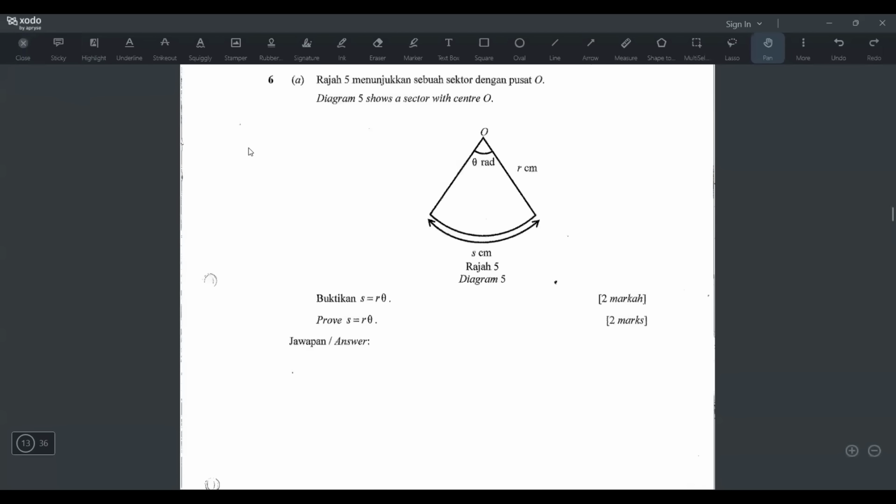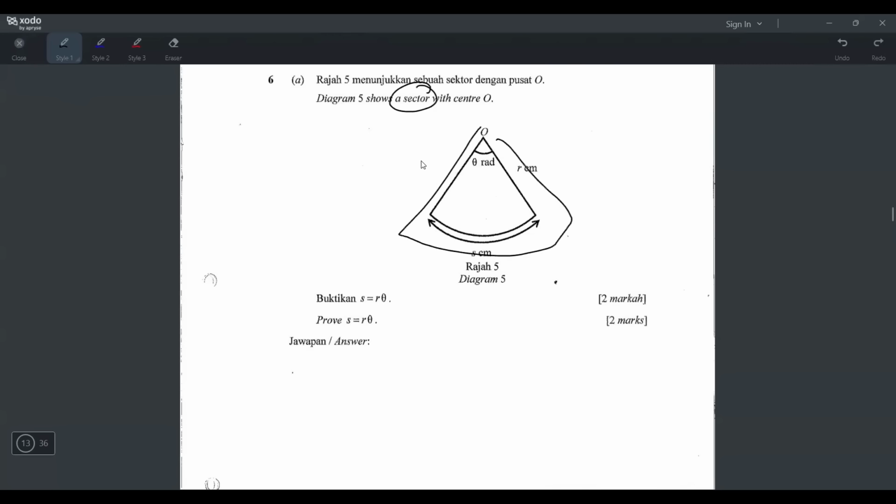Okay, now I'm doing number 6. Number 6 says diagram 5 shows a sector with center O. A sector consists of 3 lines: radius, radius, and arc. This S line we call the arc. In Bahasa Melayu it is lengkok. In English, it's called arc.